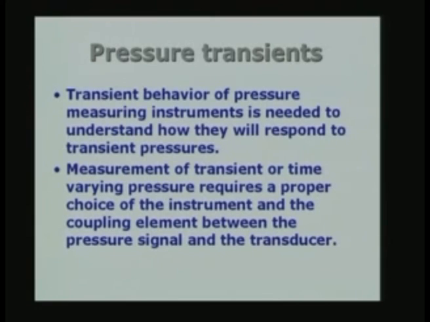Transient behavior of pressure measuring instruments is needed to understand how they will respond to transient pressures if the pressure is varying with respect to time. And sometimes measurement of transient or time varying pressure requires a proper choice of the instrument and the instrument parameters, and the coupling element which goes between the instrument transducer and the measurement point also needs to be looked into. So, from the two reasons I have given here, it is necessary to understand how a transducer is going to behave when you have a time varying pressure applied on it. So, let us look at this in the next lecture.